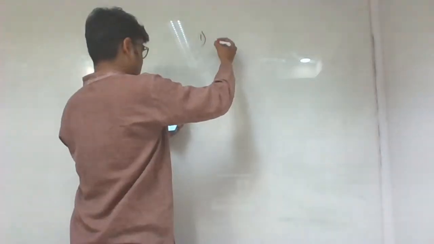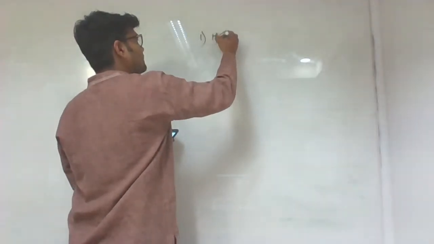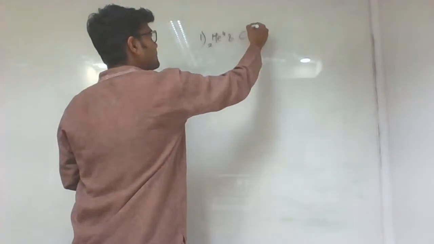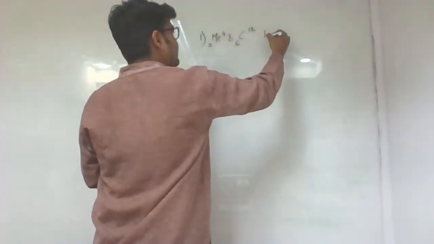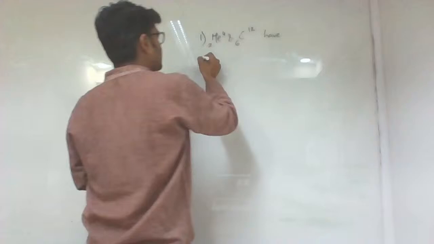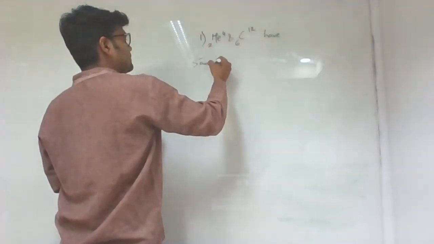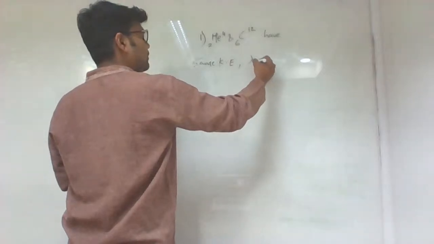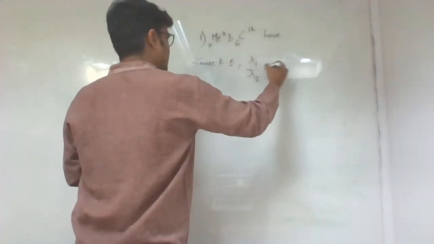The first question says that helium and carbon have the same kinetic energy, and we want to find the ratio of de Broglie wavelengths.